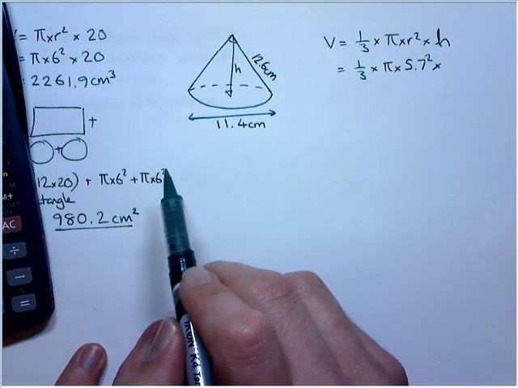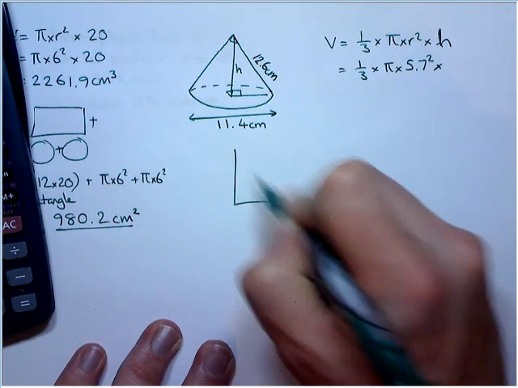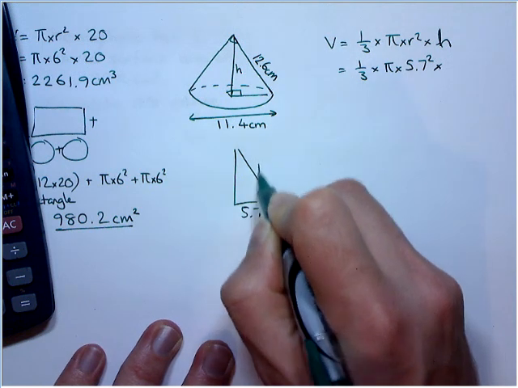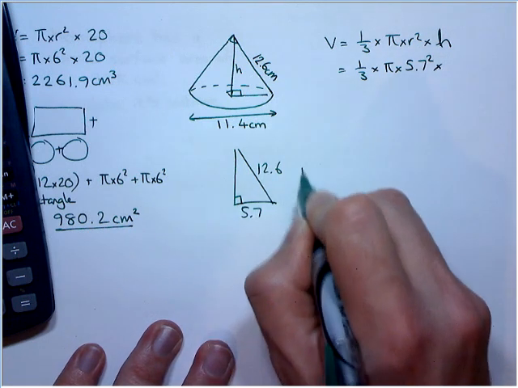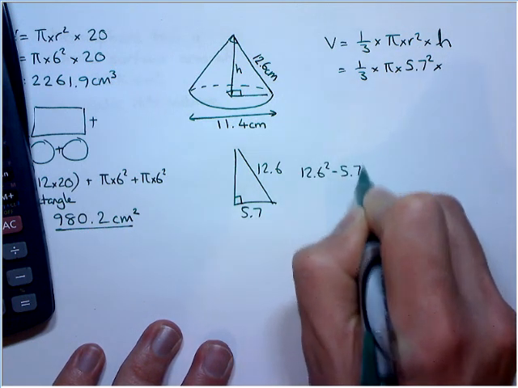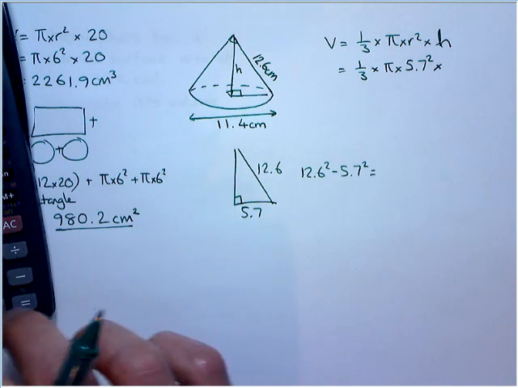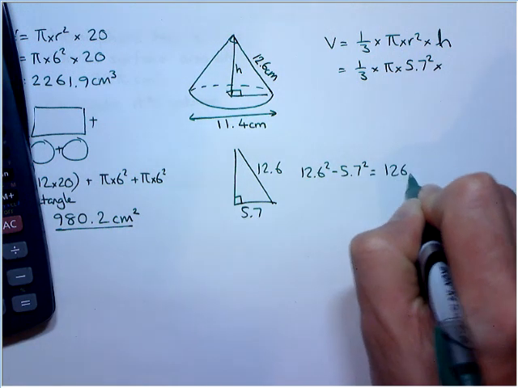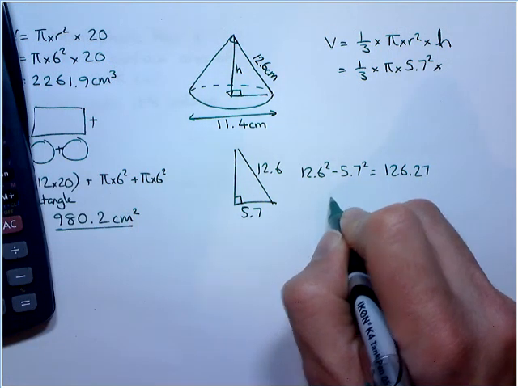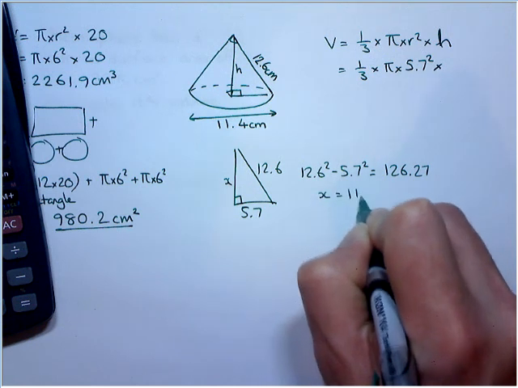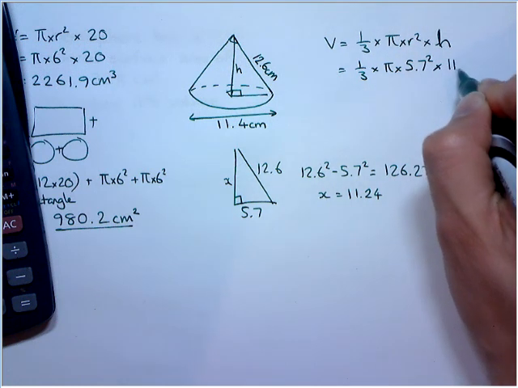Now, I haven't got that, but if I do this, you can see I form a right angle triangle, and I can use Pythagoras. So my triangle I actually have is 5.7 and 12.6. So I'm finding one of the shorter sides. So what I'm going to do here is 12.6 squared take away 5.7 squared, using my Pythagoras knowledge. And that is that. And of course I need to square root my answer. So I make this side x to be 11.24. So my height is actually 11.24.